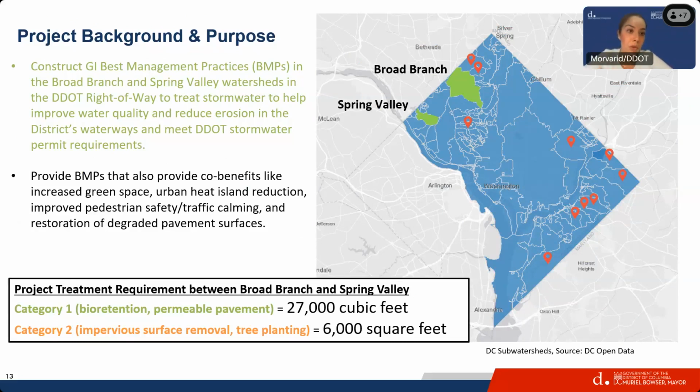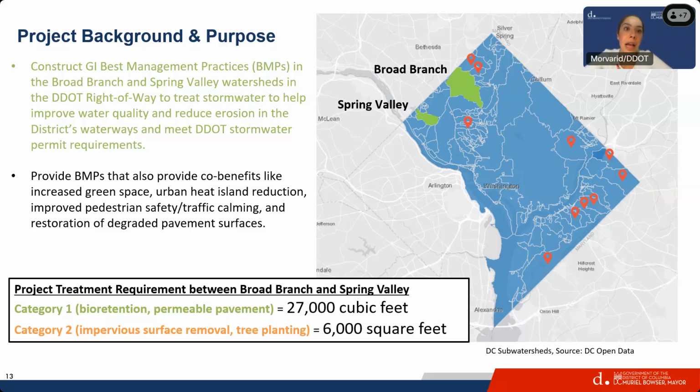What are we going to do? The same as others, we propose green infrastructure facilities to improve the water quality and also reduce the erosion in the district waterways. We are also trying to use these facilities for multiple purposes. That being said, we are trying to use them to improve pedestrian safety within the intersections, to improve traffic patterns, and to restore degraded pavement surfaces. We're also trying to increase the green space and reduce the urban heat island by proposing these facilities.